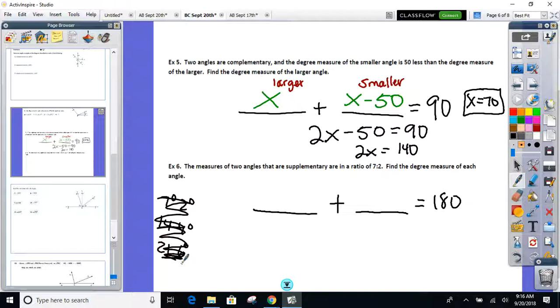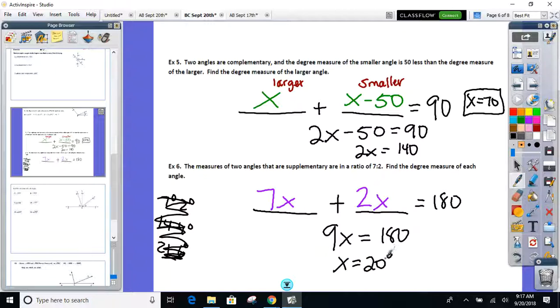So instead, everyone see the ratio of 7 to 2. Anytime I have two numbers in a ratio, I'm going to put x's with them. I'm going to figure out what x is, plug it back in to find out what combination worked, so I don't have to keep guessing and checking. So this turns out to be 9x equals 180. What's the value of x? 20. Does that mean one of the angles is 20, though?